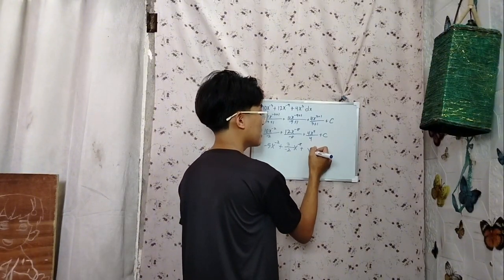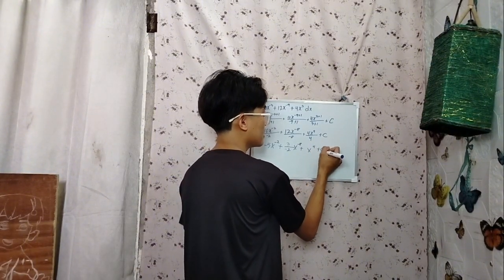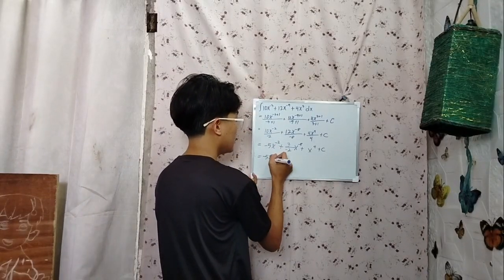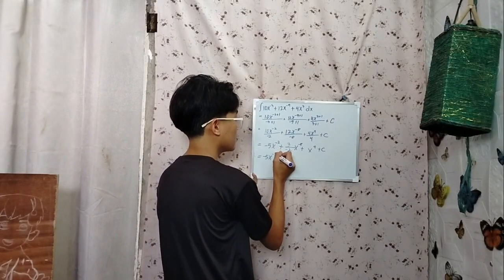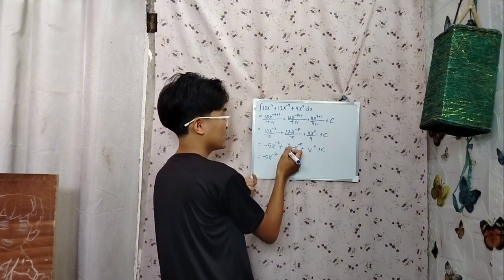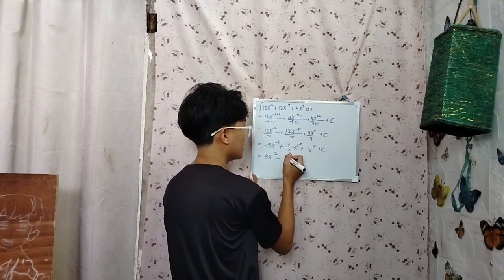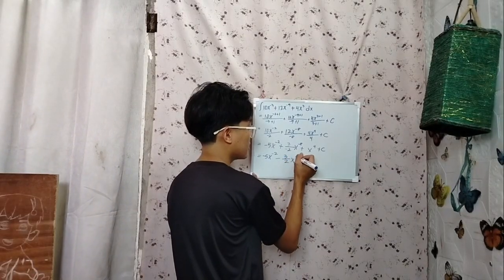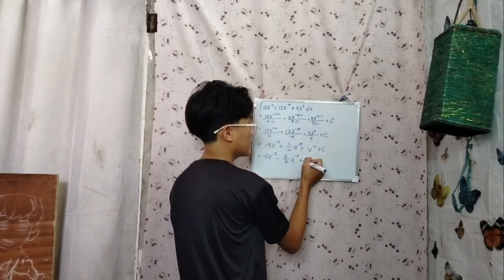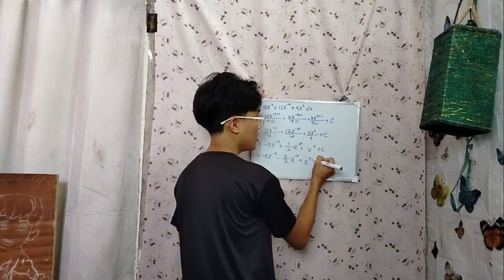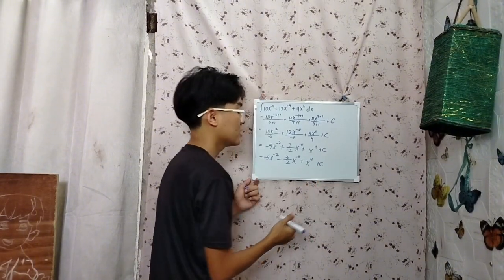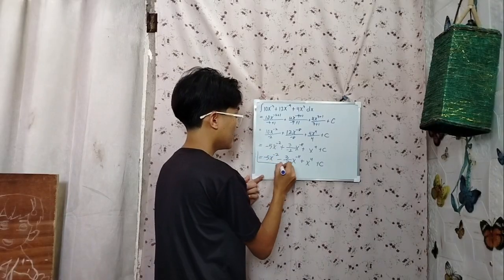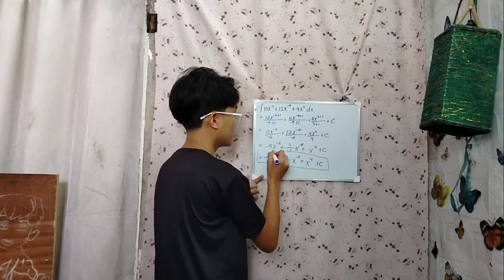So x raised to 4 plus c equals negative 5x raised to negative 2, minus 3 halves x raised to negative 8, plus x raised to 4 plus c. So here's the final answer.